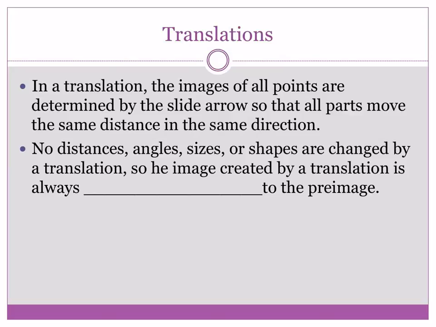No distances, angles, sizes, or shapes are changed by a translation. So I think that's supposed to say the image. So the image created by a translation is always congruent to the pre-image. And that was the picture, and notice what Elena actually noticed when she saw my triangles, right? The image was exactly the same, congruent to the pre-image.